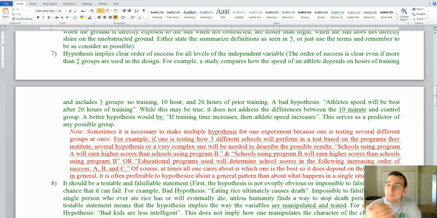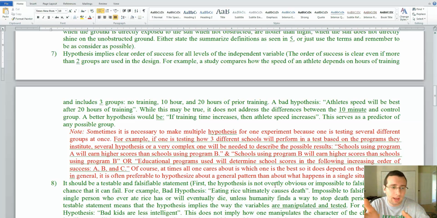Well, it may seem like it is, because you think in your head, the more training, the faster this guy is going to run. But this might be true, or it might not be true. What if too much training actually causes the athlete to hurt himself or something like that, or overdo it? Or what if the best is in the middle? And even if 20 hours of training is better, which one is second place?